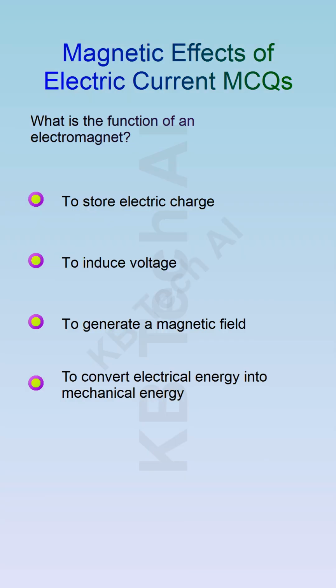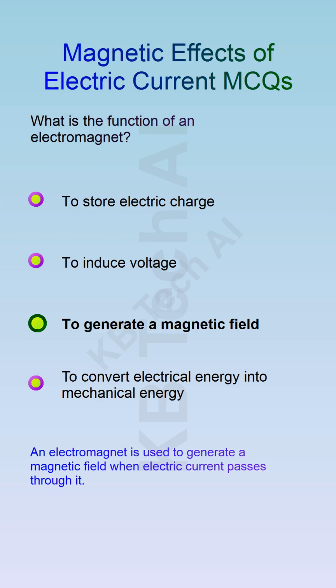What is the function of an electromagnet? Option 1, to store electric charge. Option 2, to induce voltage. Option 3, to generate a magnetic field. Option 4, to convert electrical energy into mechanical energy. The answer is, option 3, to generate a magnetic field.